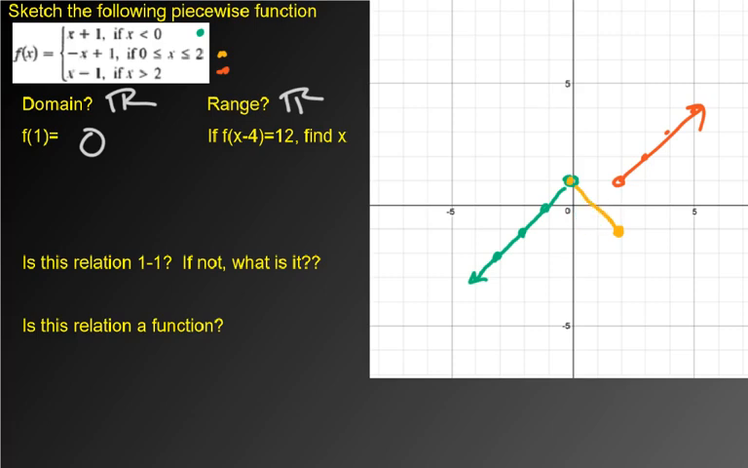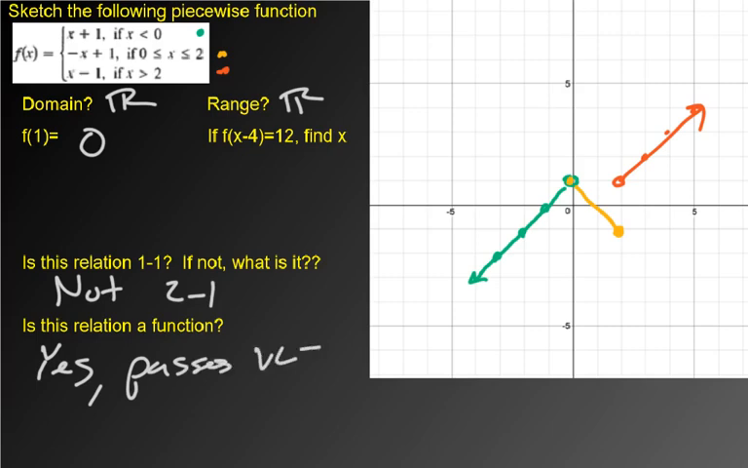This next question down, is this relation 1-to-1? It is not 1-to-1. I would say it is 1-to-2. Nope, not 1-to-2. I messed that up. I'm sorry. It is 2-to-1. Because you could take any part in this V that's right here, like this and this, they have two different x values that give you the same y value. So it's 2 to 1. Is this relation a function? Yes. It passes the vertical line test.